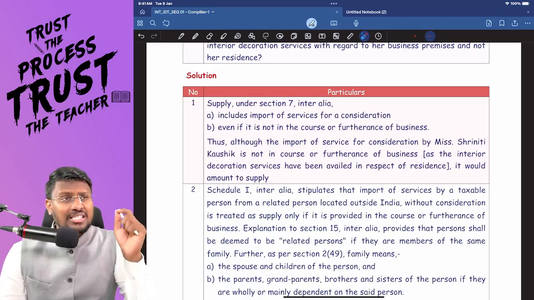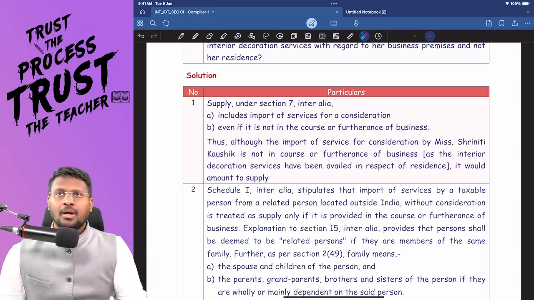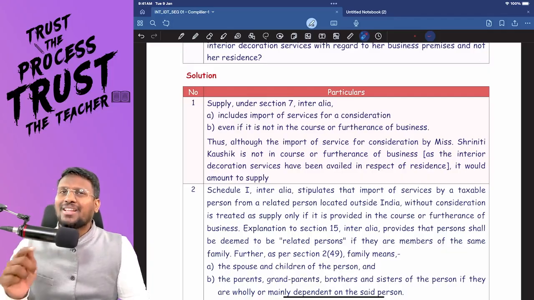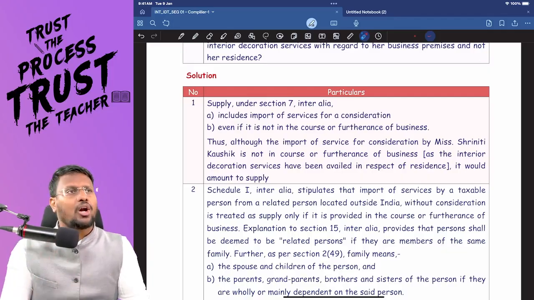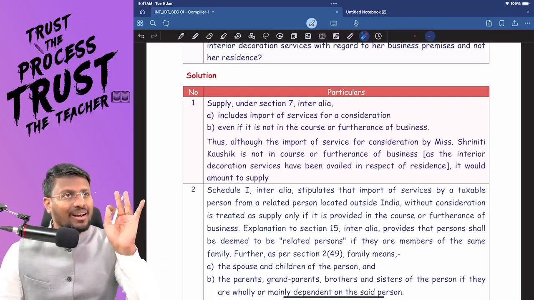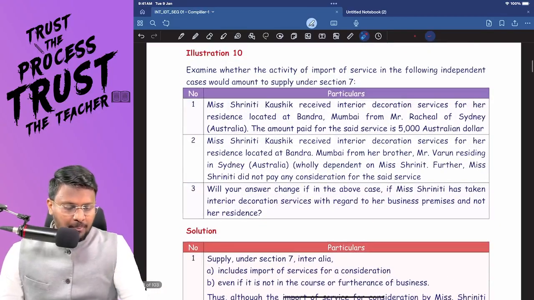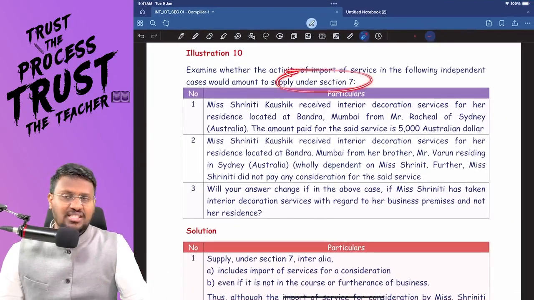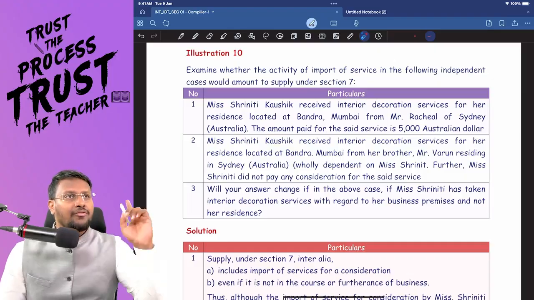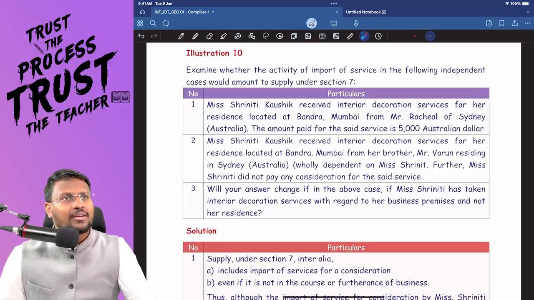Sir, they have asked just a question whether it will amount to supply or not. They have not asked whether that supply is a taxable supply or not. So don't refer to the IGST exemption and all. Right from the section 7 angle, it will amount to supply, because they want just under section 7 specifically mentioned. They have not referred to section 11 of the CGST Act or section 6 of the IGST Act.